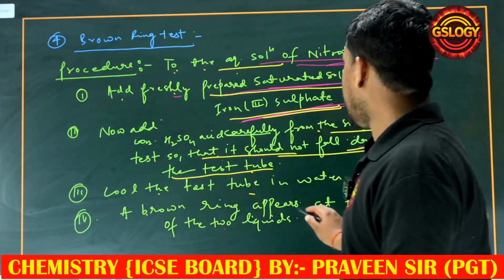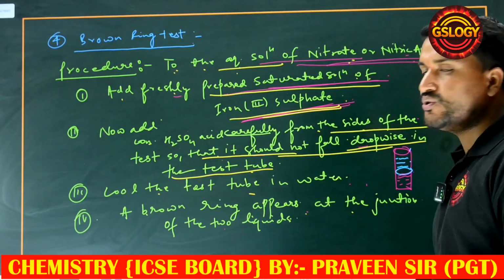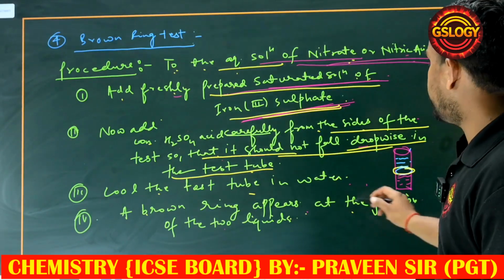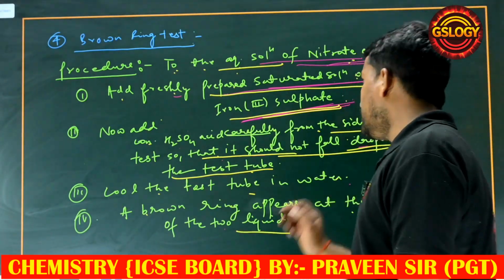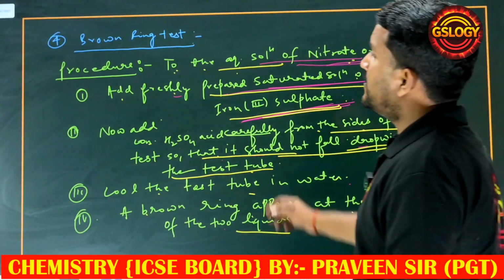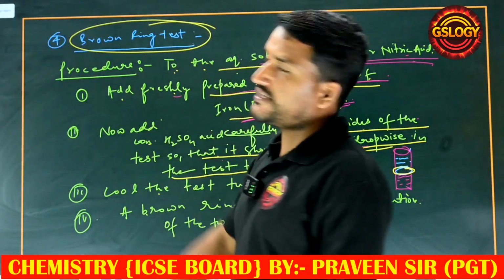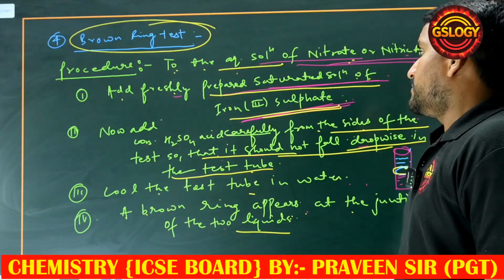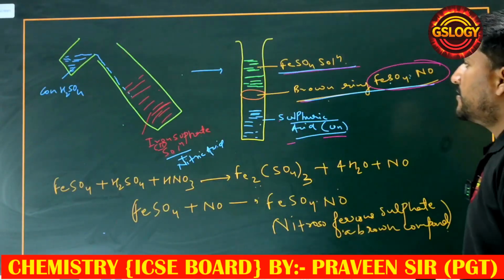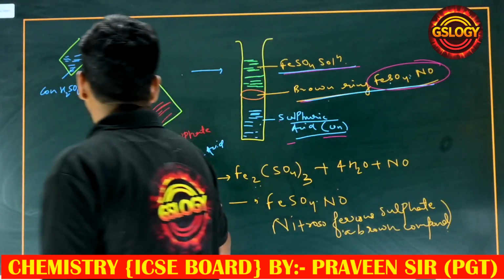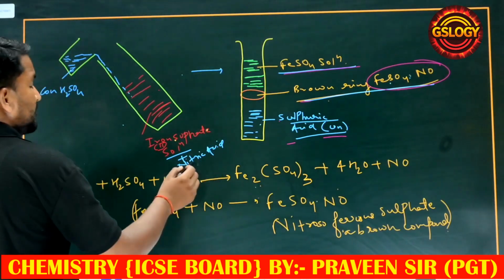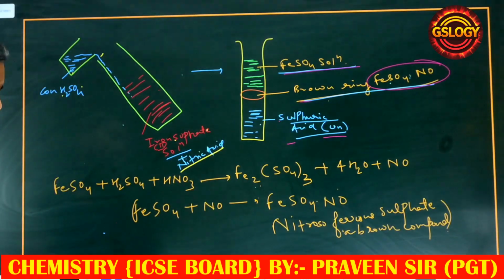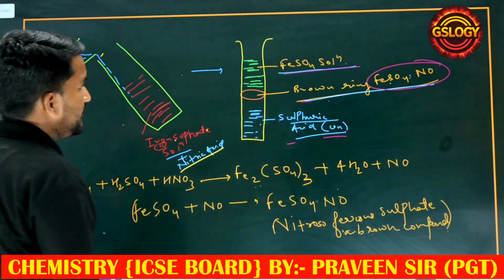A brown ring appears at the junction of the two liquids. Here the brown ring appears at the junction of the two liquids. It is the brown ring test, and the brown ring test is used for nitric acid. What is used? Iron sulfate plus nitric acid, along with concentrated H2SO4. Clear?